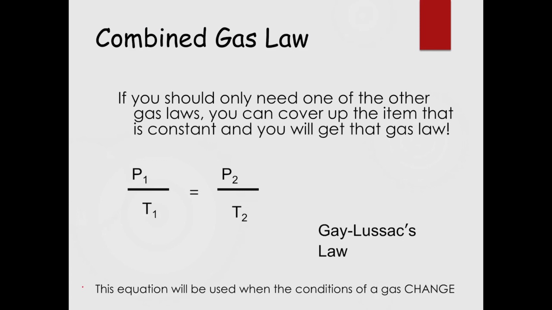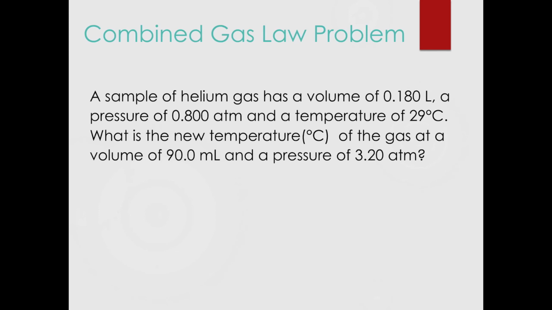So this will be used when the conditions of a gas are changing. We'll have a lot of different gas laws that we come across in this class, but this will be when our conditions change. So you have an initial pressure and a final pressure, or an initial volume and a final volume, and we're seeing the impact that changes to these variables have on the other variables. So here's an example of how we might use this. This is the combined gas law problem.